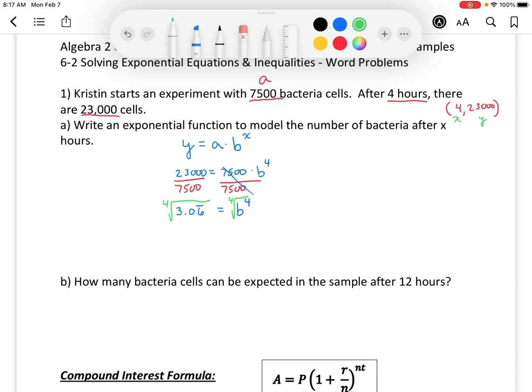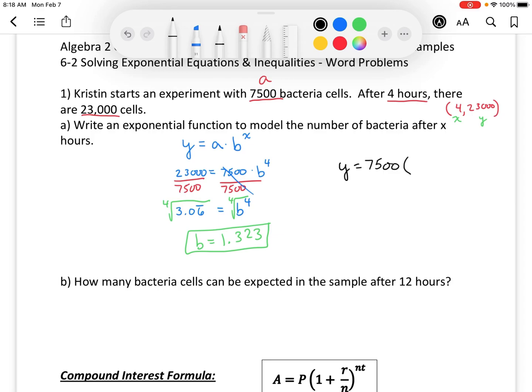I get the b value to be 1.323, approximately, rounding. So our function looks like y equals, we're still going to write the a value of 7,500.